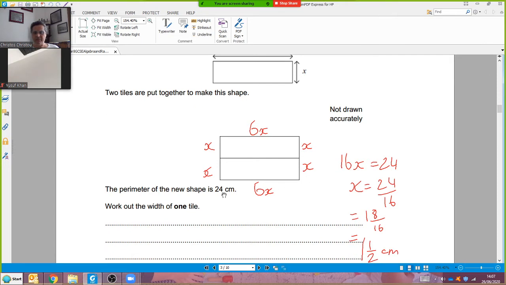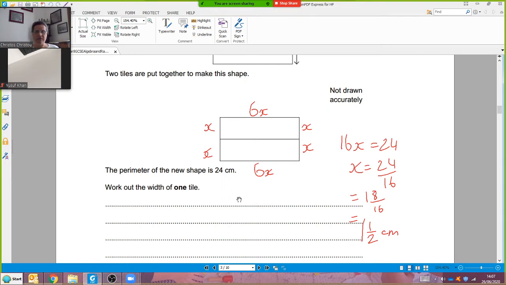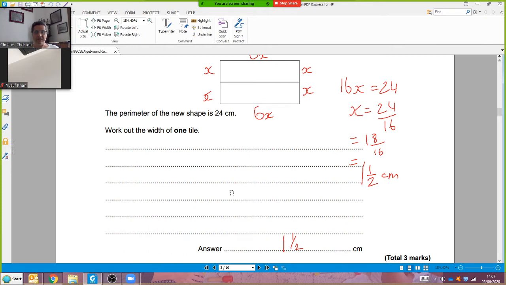All right, so this is the perimeter of that shape, made of 2 rectangles stuck together with a bit of chewing gum. So altogether we got 16 x's, and in terms of numbers, these 16 x's must equal 24 because it says so. This is a new shape. So we can work out what x is. 24 divided by 16 is 1 remainder 8/16, otherwise known as 1 1/2, and that's 3 marks.